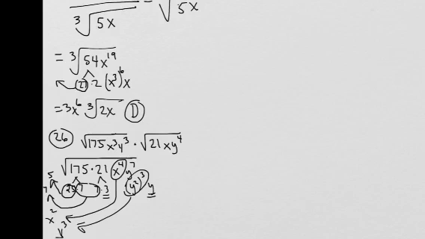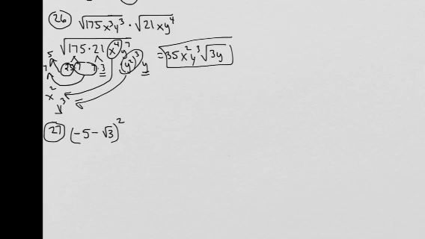So on the outside I have 7 times 5, which is 35. And then I've got x squared. Then I've got y cubed times the square root of 3y. So here you can see why I didn't multiply the 175 and the 21, because it's a lot easier to break them down when they're smaller. Okay, and that's the answer right there.